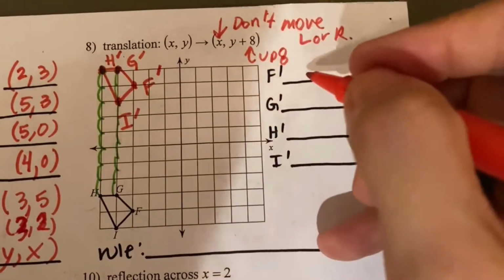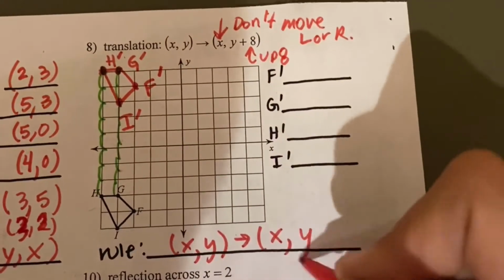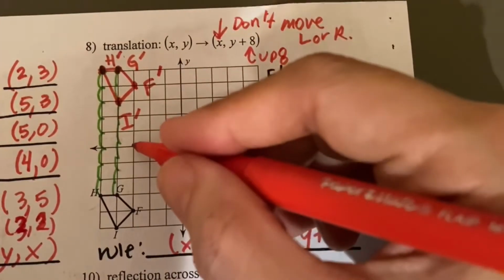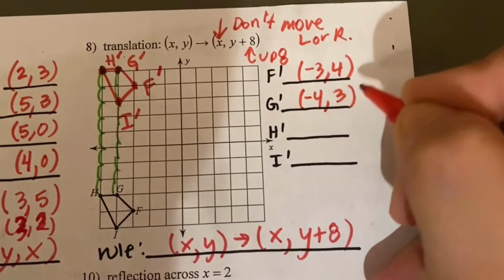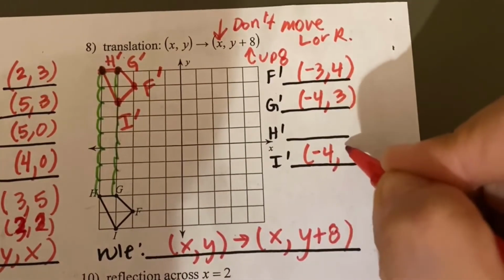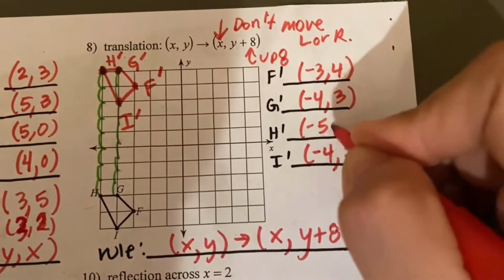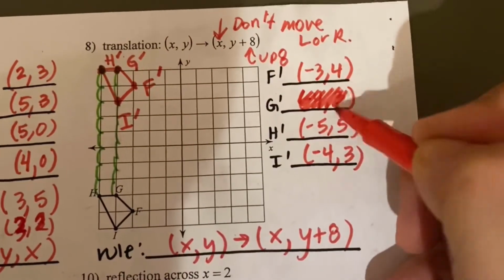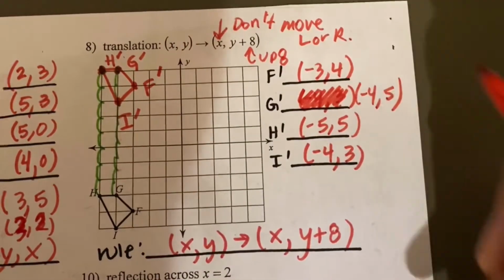There it is. We know the rule because they gave us the rule. So we just kind of copy it down. And let's read the new coordinates. -3, +4. -4, +3. Oops. -5, +5. Gee, I did that wrong. -4, +5. Good.